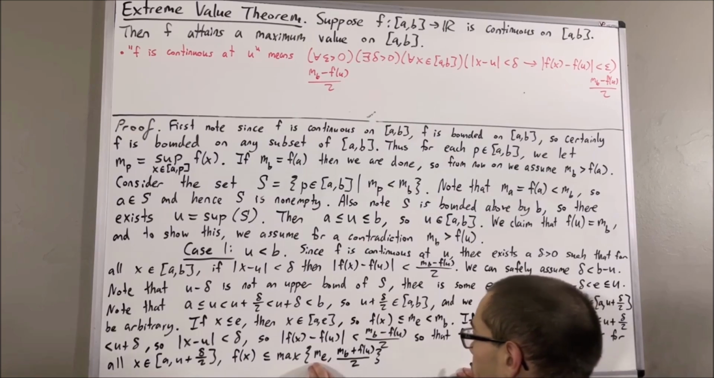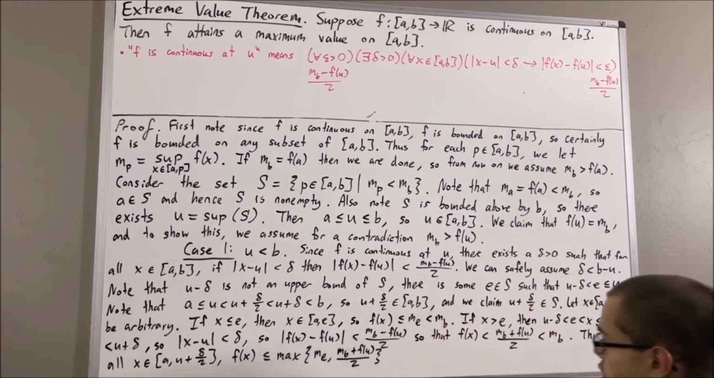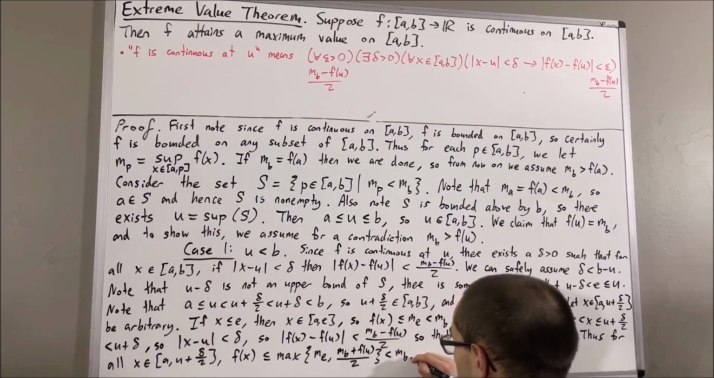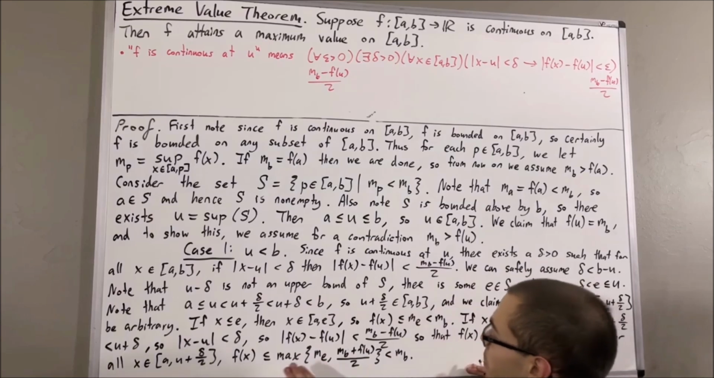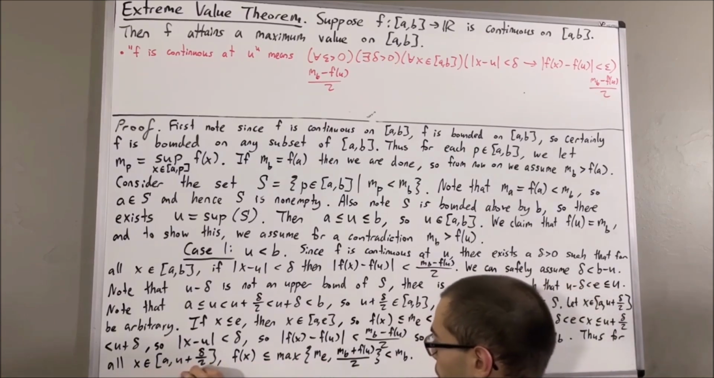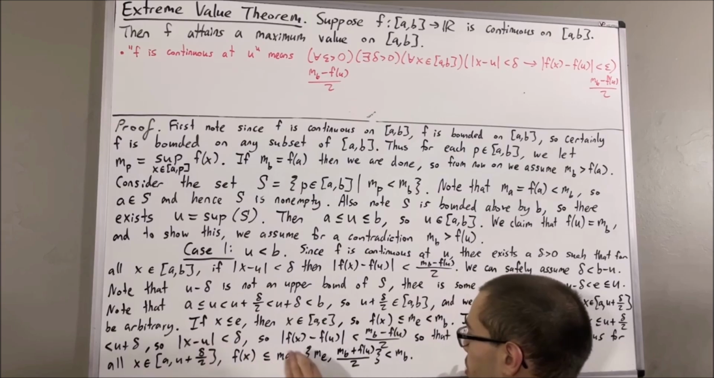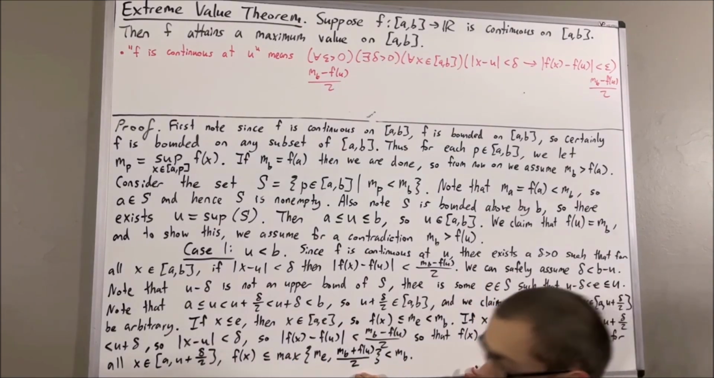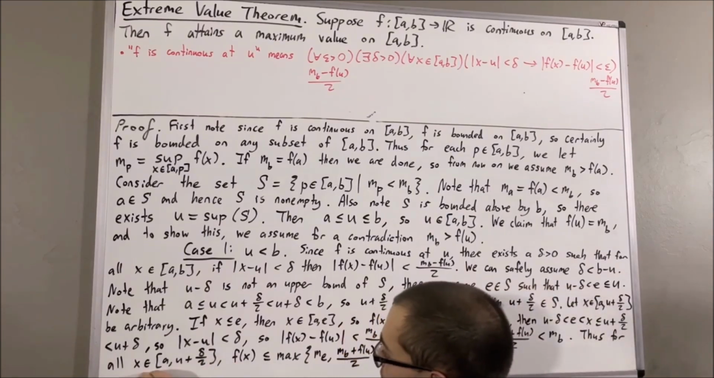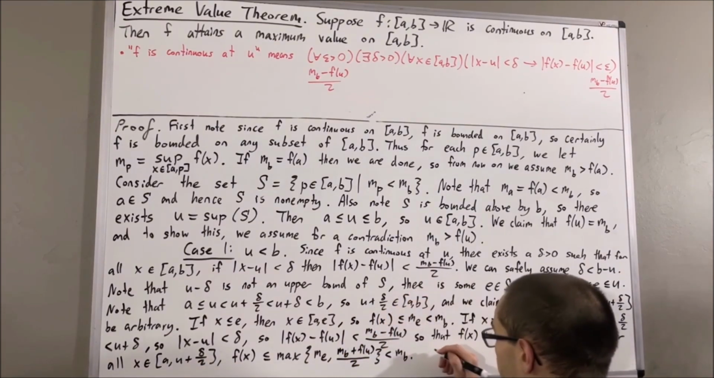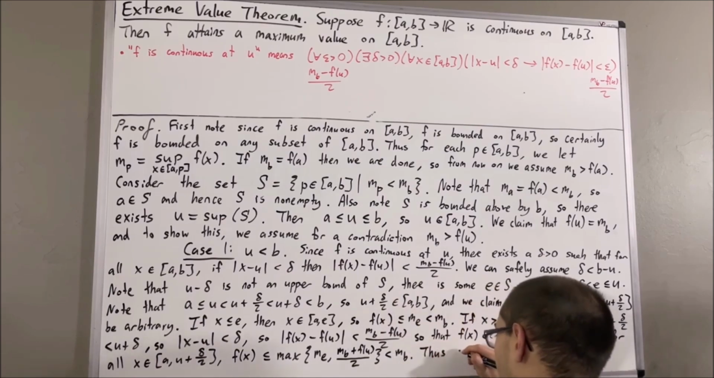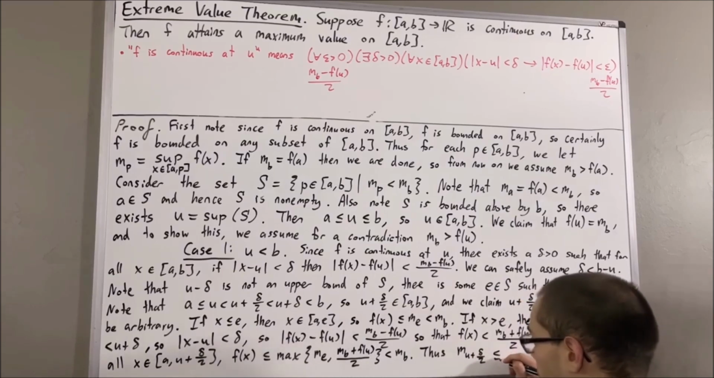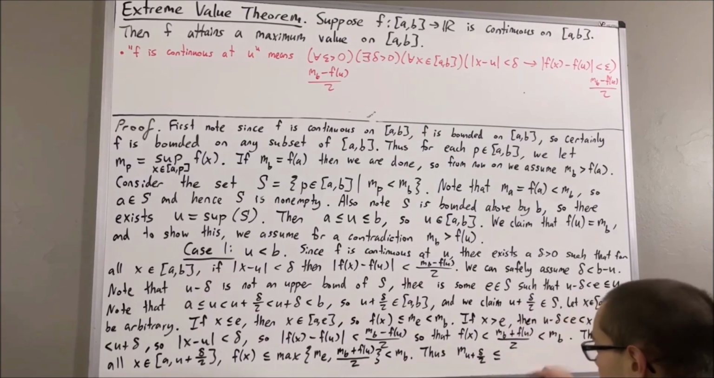But remember, both of these are less than mb, so their maximum must be less than mb. So what is this telling us? This is telling us that the output values of the function f on this interval are all less than or equal to this quantity. So this quantity is an upper bound for the output values of the function f on this interval. And therefore, its least upper bound, which is mu plus delta over 2, must be less than or equal to this upper bound.